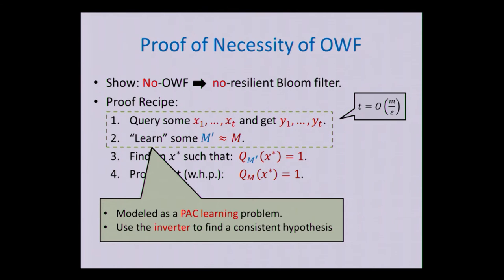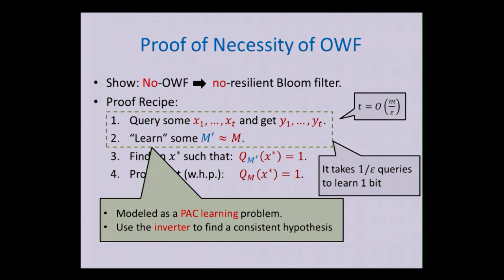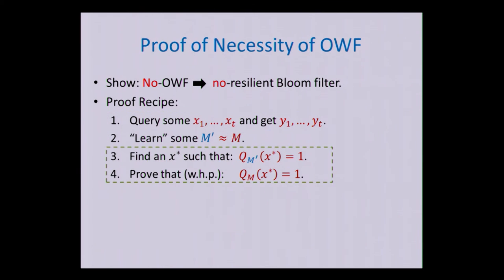The number of queries I need here is going to be O of m over epsilon. So what you can see is, more or less, I need to learn the bits of m. There's m bits of memory, and it takes me about 1 over epsilon queries to learn each bit of the memory. And then we're going to find x star that's a false positive relative to m prime. Since Q of m prime and Q of m are going to be very similar as Boolean functions, with very high probability x star is going to be a false positive for the real representation m. So this concludes the overview of the proof of this theorem: you have to use one-way functions and coding to construct an adversarial resilient Bloom filter.